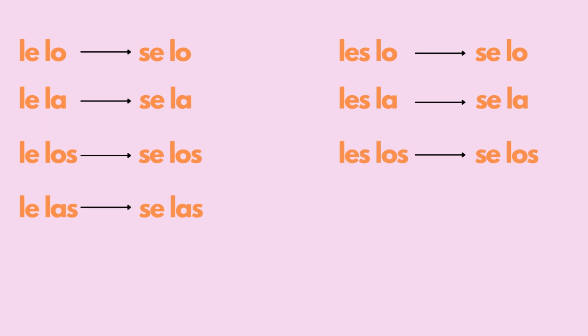Here's a quick overview of when to switch out le and les for se in sentences with both direct and indirect object pronouns. Le, lo, se, lo. Le, la, se, la. Le, los, se, los. Le, las, se, las. Les, lo, se, lo. Les, la, se, la. Les, los, se, los. Les, las, se, las.